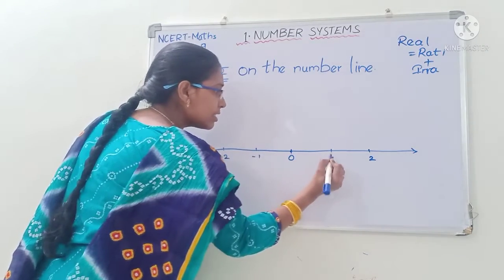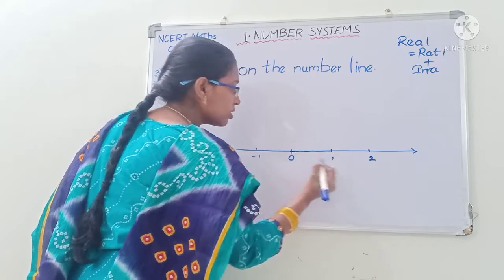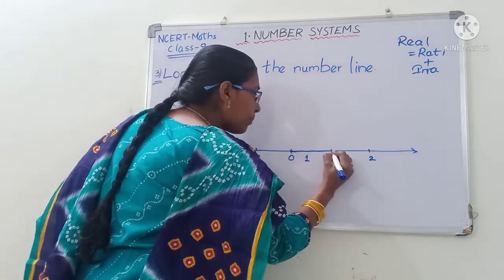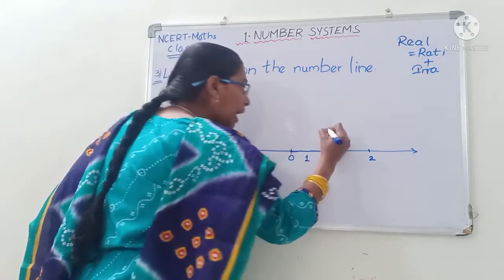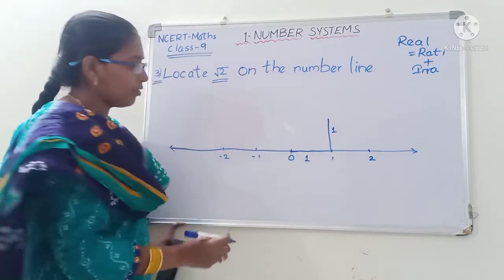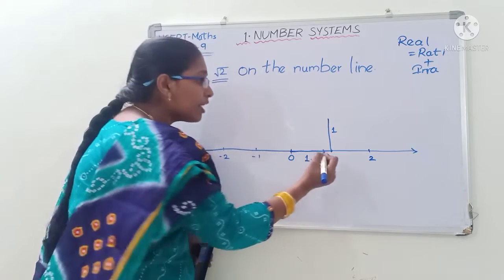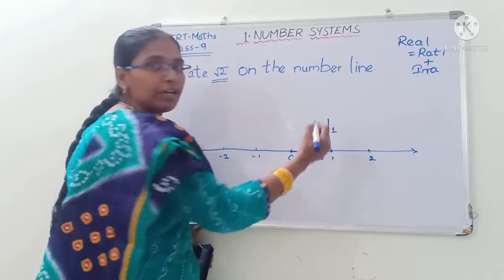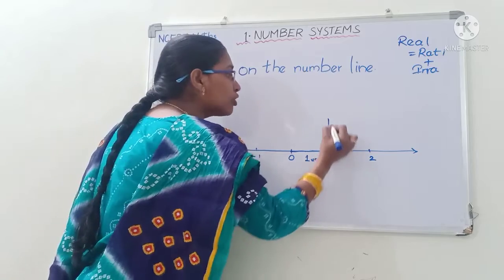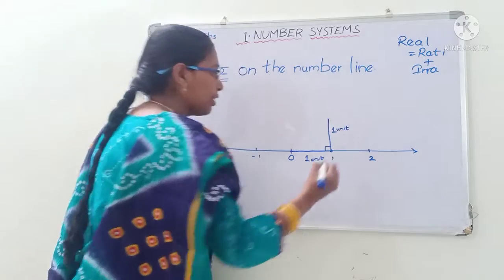From point 0, this is 0 and this is 1. Now, what is the length of this, children, 0 to 1? It is 1 unit. Draw a perpendicular line from 1 and the length of that should be 1 unit. From 0 to 1 it is 1 unit and draw a perpendicular line from 1. Perpendicular means 90 degrees. What should be the length of that line? Its length should be 1 unit, children.